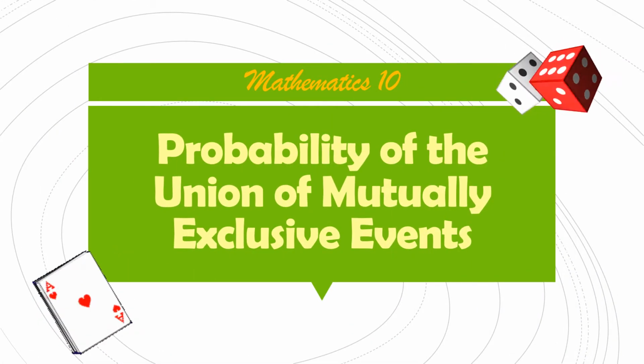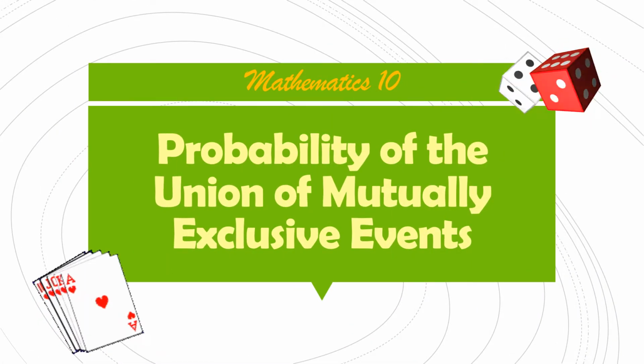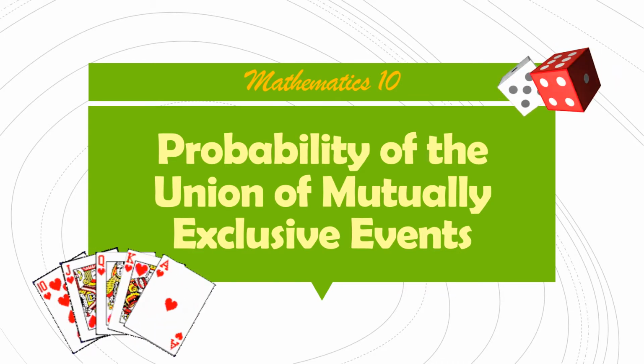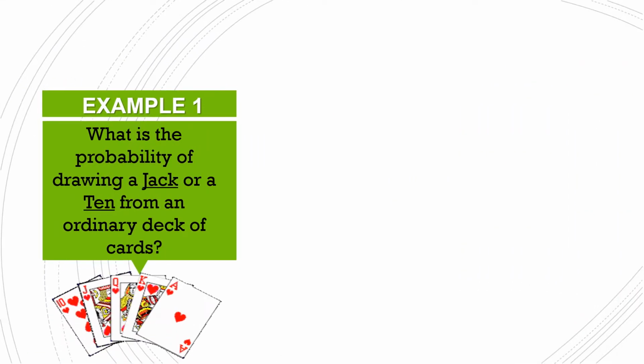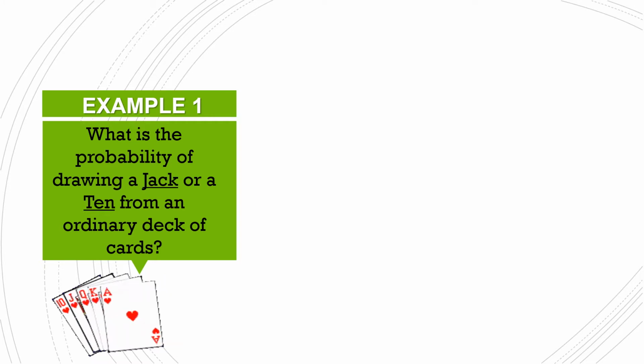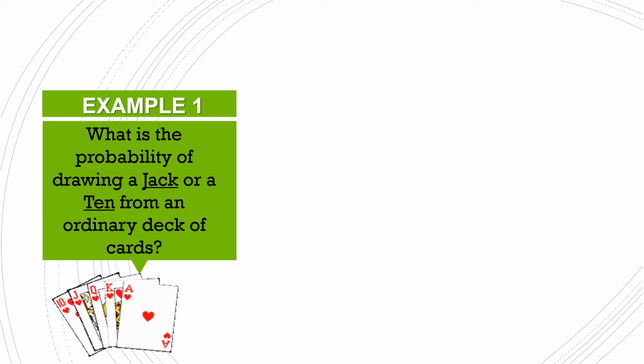Hello everyone, my presentation this time is about solving problems involving probability of the union of mutually exclusive events. Example number 1, what is the probability of drawing a jack or a 10 from an ordinary deck of cards? So again, this type of problem is probability of mutually exclusive events.